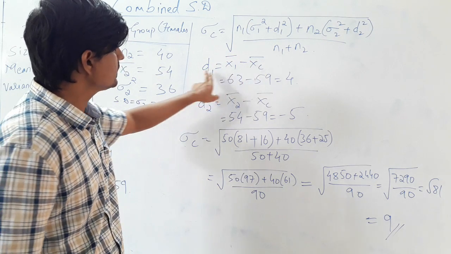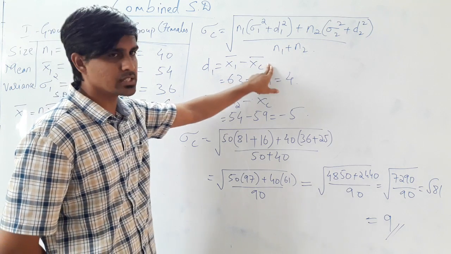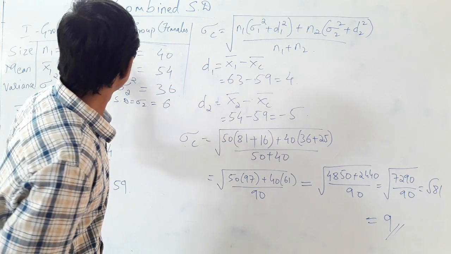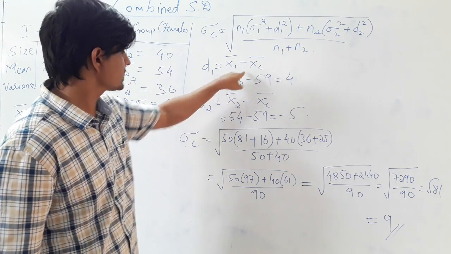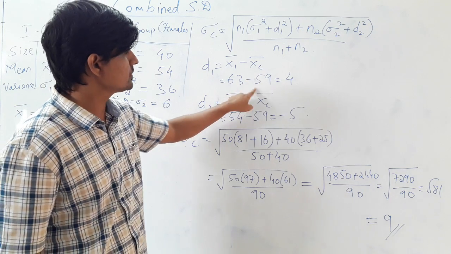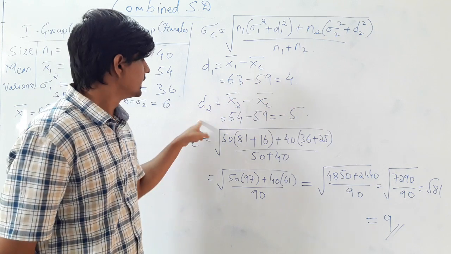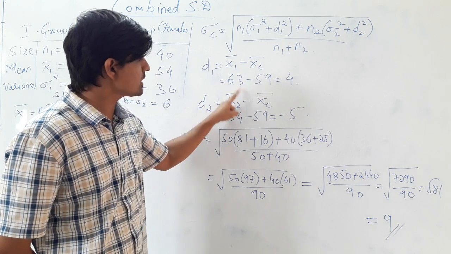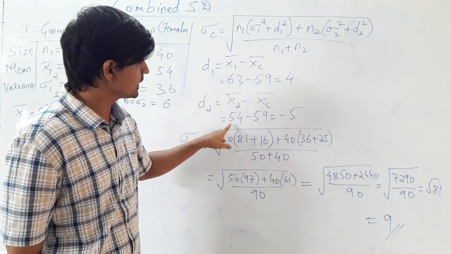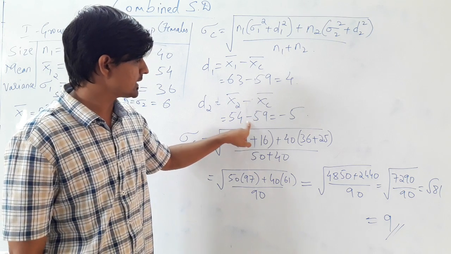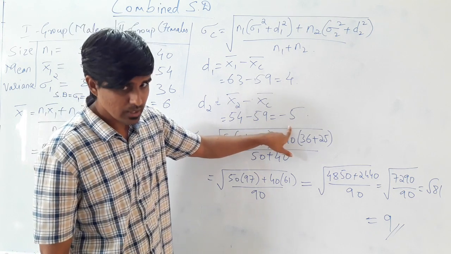So d1 is equal to x1 bar minus xc bar. What is the x1 bar value? 63. 63 minus xc bar 59. 63 minus 59 is 4. d2 is equal to x2 bar minus xc bar. x2 bar is 54, minus 59, that is equal to minus 5.